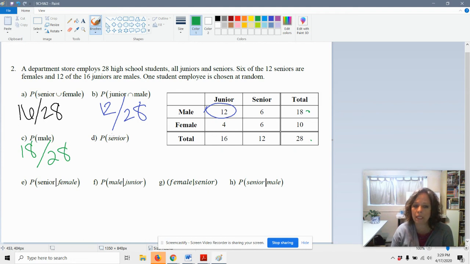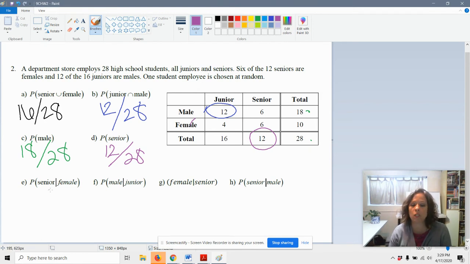Okay. What about being a senior? Well, there are 12 total seniors. So our specified outcome is senior, and our total possible outcomes is 28. So that's the probability of being a senior: 12 out of 28. Okay. And that doesn't look great. Let me just do that a little better for you guys. I'm trying to write it the way that you can type it on your keyboard so you can see how it looks on your test.